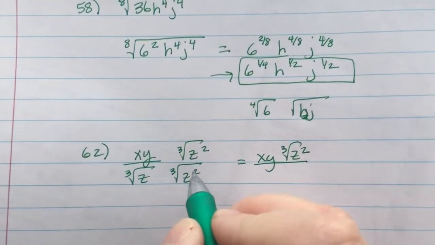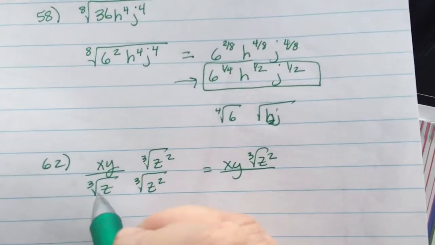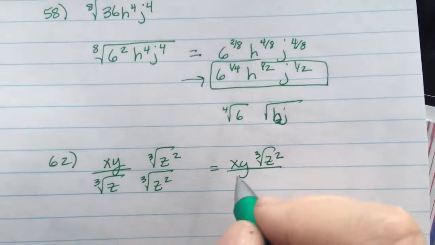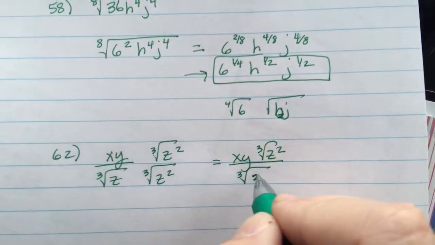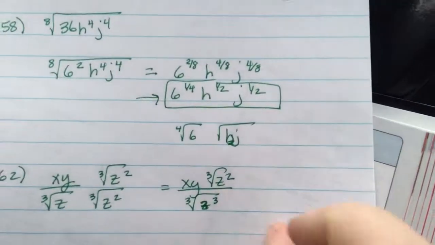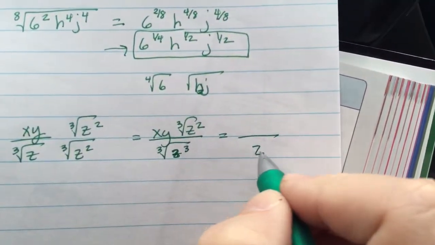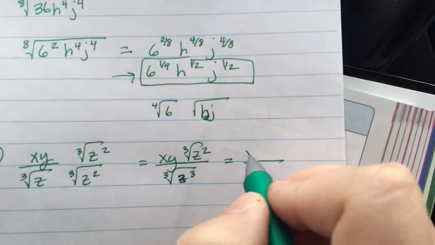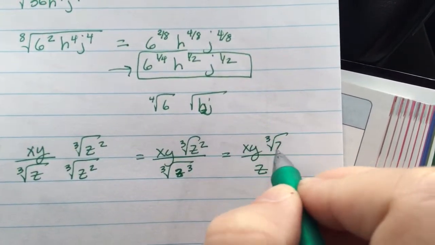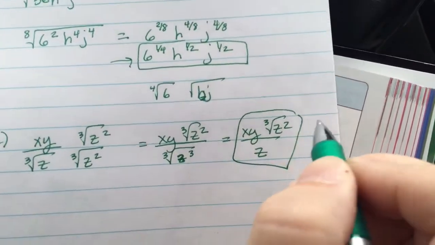if you're not sure why this works, I'm not going to skip a step here. The cube root of z times the cube root of z squared is the cube root of z cubed. And guess what the cube root of z cubed is? z. So mission accomplished. We removed the radical from the denominator.